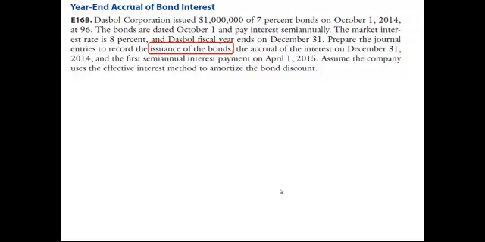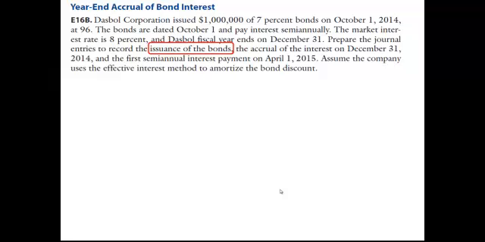In this example, we are looking at the year-end accrual of bond interest. Basically, we're looking at an adjusting entry for the bond interest. So we have a company that issued $1 million of 7% bonds on October 1st at 96, so they're issued at a discount. The bonds are dated October 1st and pay interest semi-annually. The market rate is 8%, and the fiscal year ends on December 31st.